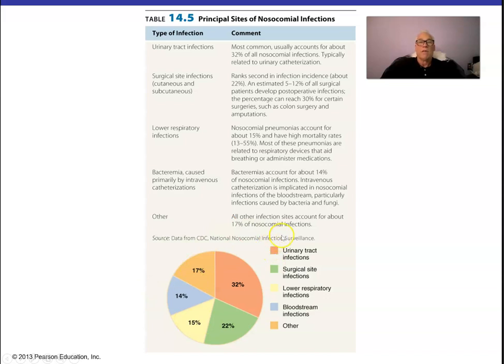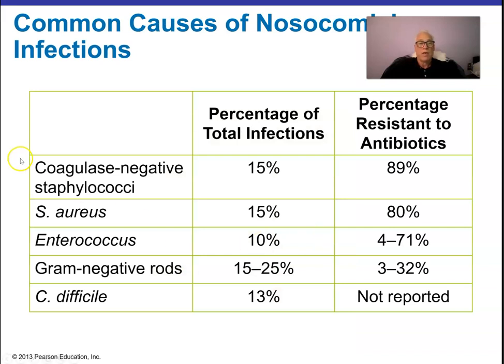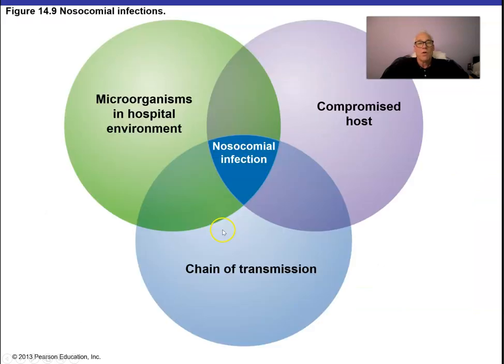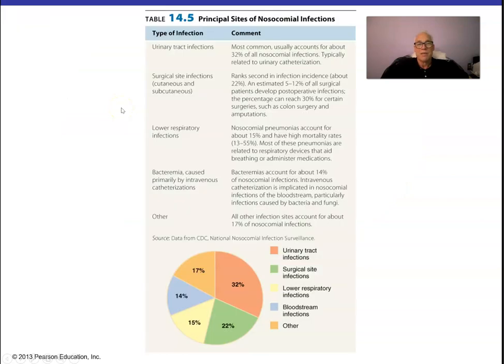So there's a lot of different routes by which microbes can get into your body and cause disease. What are some common microorganisms that cause nosocomial infections? Coagulase-negative staphylococci produce something like 15% of infections, and something like 90% of them are antibiotic resistant. So not only do we have this source of microbes in the hospital, they're often antibiotic resistant microbes because we've been battling them from patient to patient forever, and the bacteria have developed resistance, and that's a big problem.